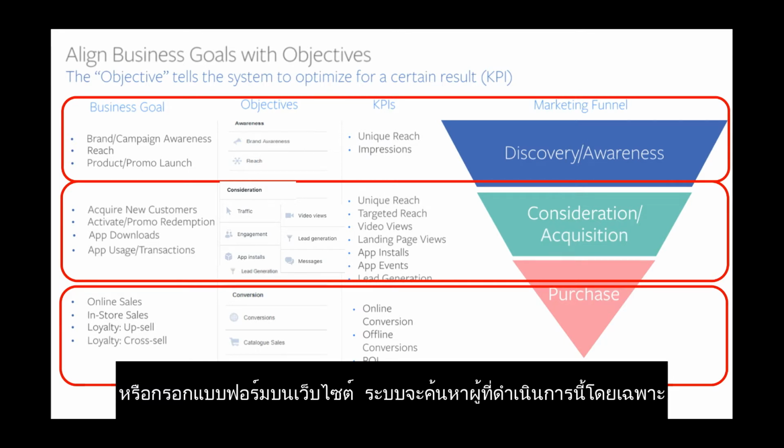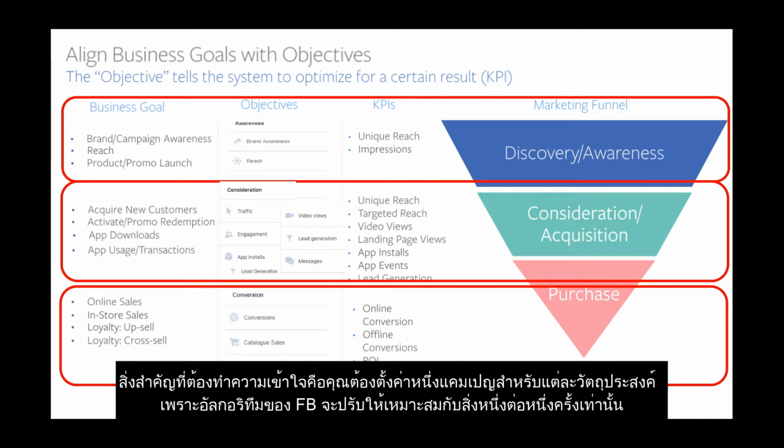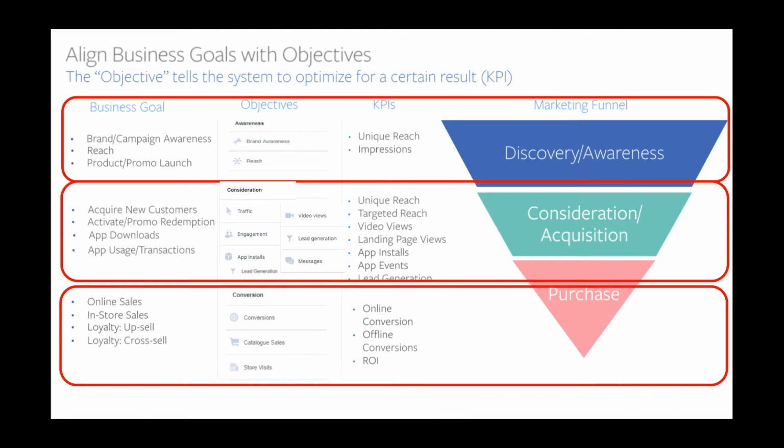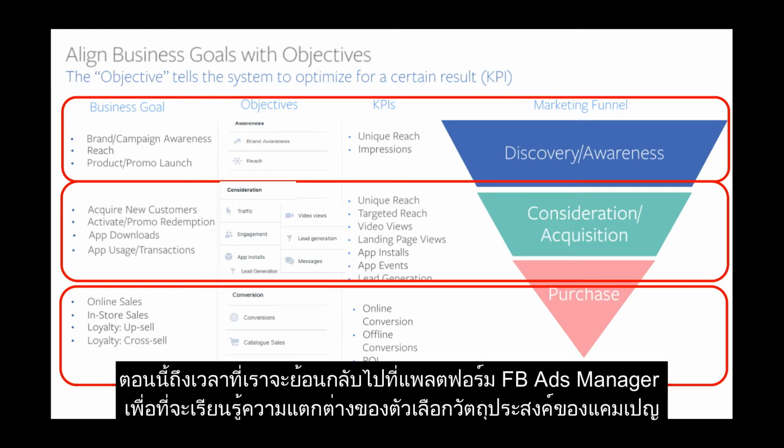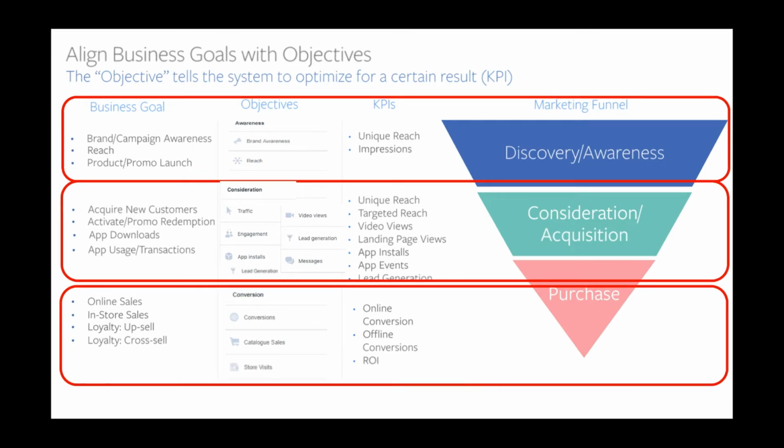It's very, very smart. So the main thing to understand is that you must set up one campaign for each objective. The Facebook algorithm will only optimize towards one thing at a time. If you have multiple objectives, then you can easily set up more than one campaign. So the rule is one campaign for each objective. Now we're going to jump into the Facebook Ads Manager platform to learn more about all the different campaign objective options that you have.